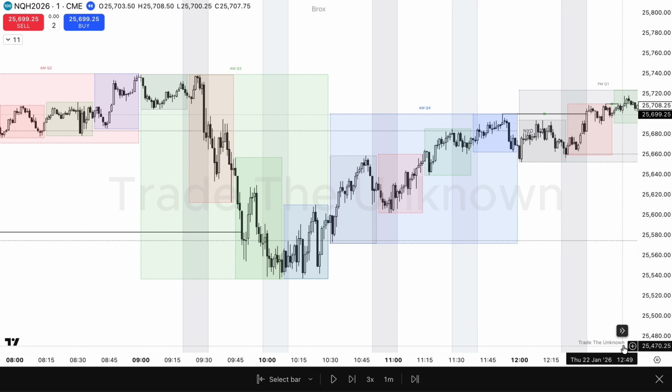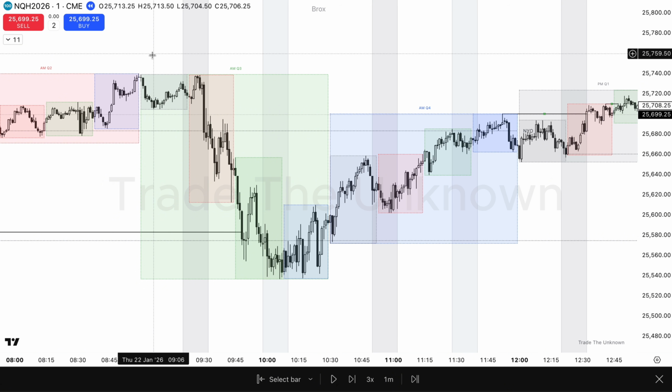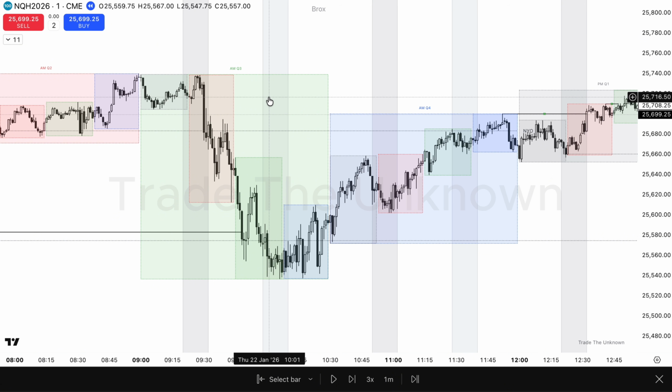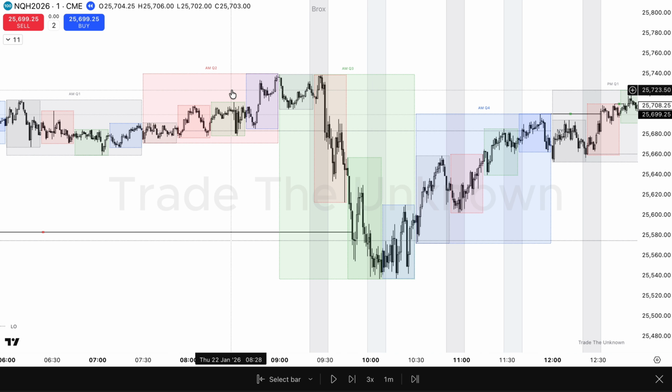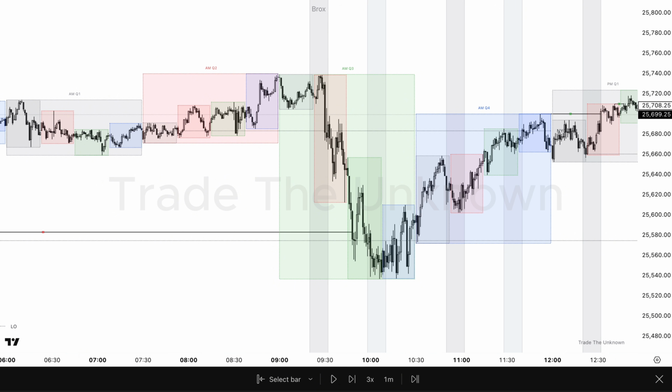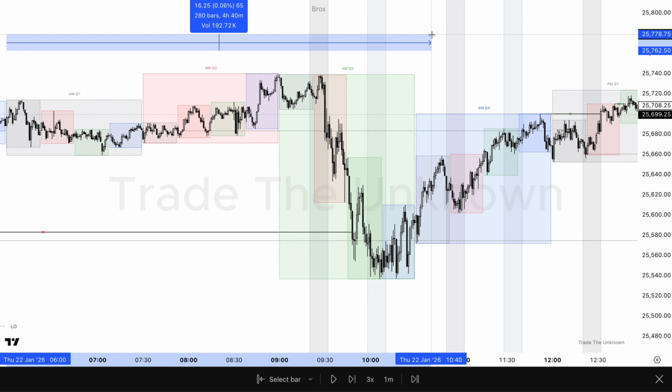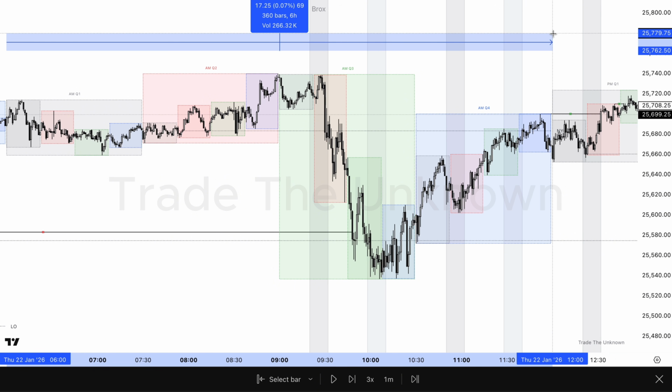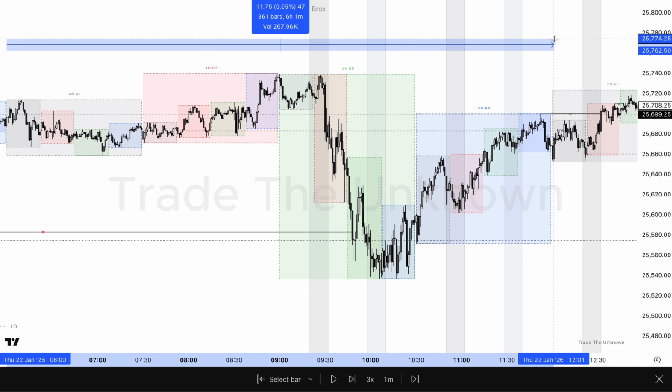Now using my trade the unknown indicator, I've gone ahead and enabled the quarters here. So if you're not familiar with quarterly theory, not going to spend too much time talking about the concept here, but basically you have 4 quarters. This is fractal across all different time frames. And you have your sessions that are split into 6 hours. Then you have your 90-minute sessions inside of those again. And then you have your micro sessions inside of those 90 minutes again.